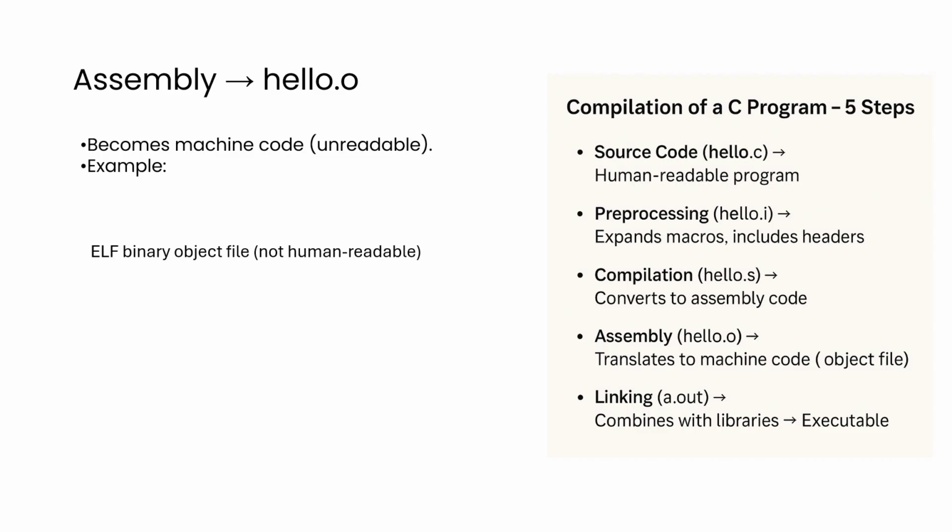Then let's get into the next level where the assembly to hello.o stage happens. The assembler converts assembly code into machine code. This is stored in an object file with .o format, which is not human readable. Think of this as a raw building block of the final program. Please understand, this is not human readable.